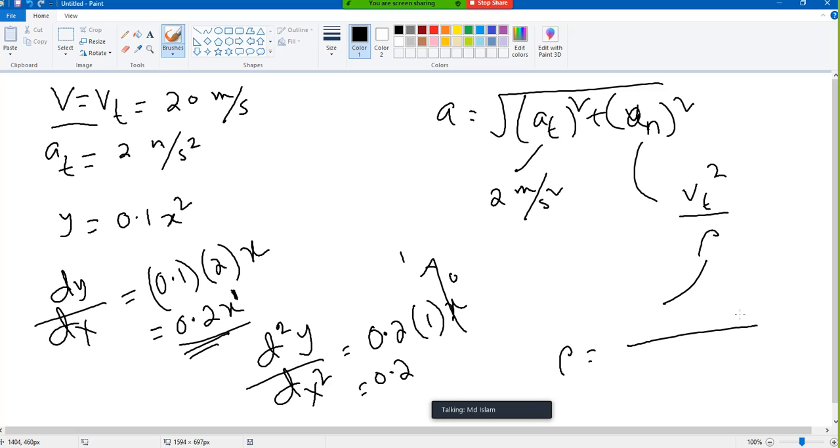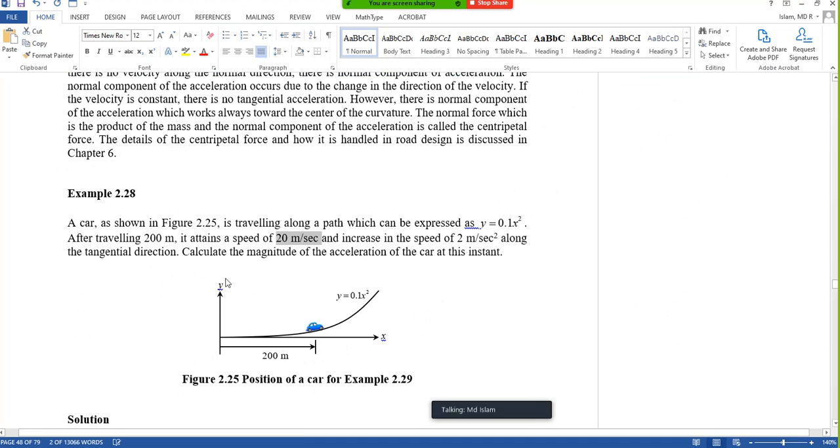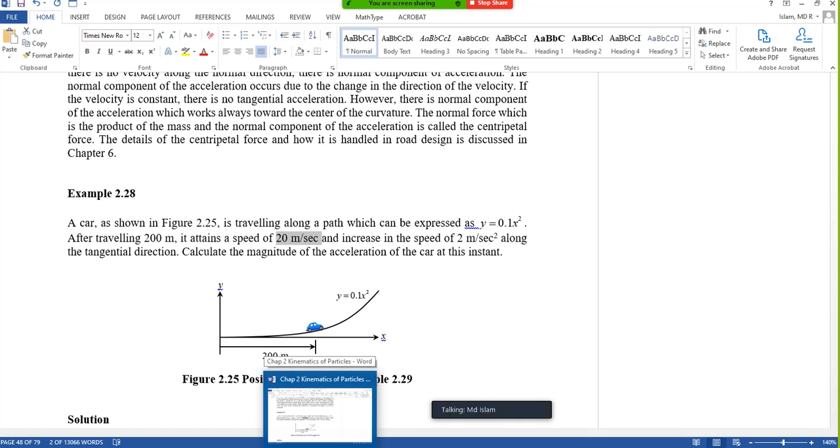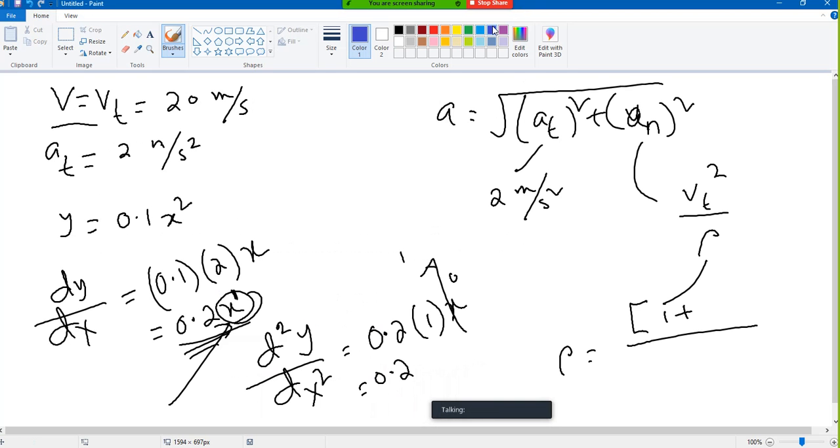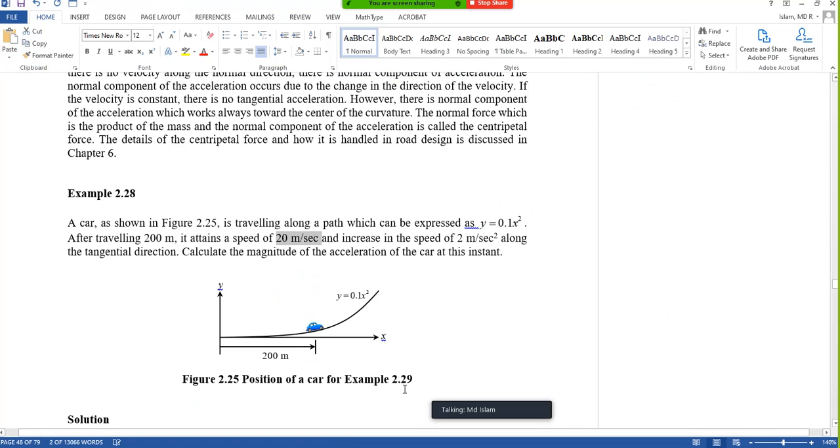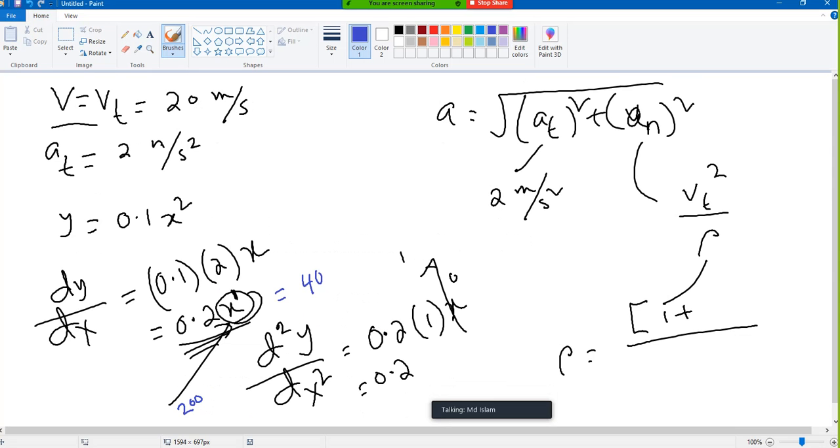How to find my rho? I forgot the equation, but I can remember something. Oh, there's an x here. What is x? X was given, if you can remember in your problem, 200 meter. That is your x, because we want the acceleration at that point. Okay, so what I will do, I will insert here 200. So you will get 40, I think. Okay, then what is my equation? I think I can memorize this.